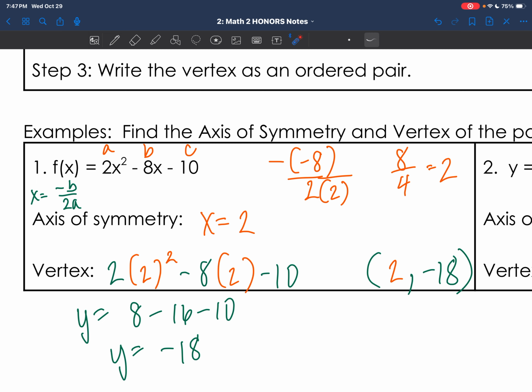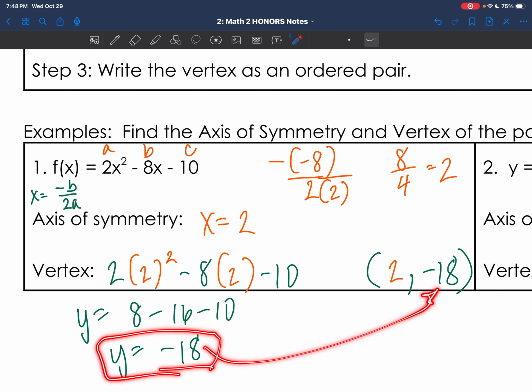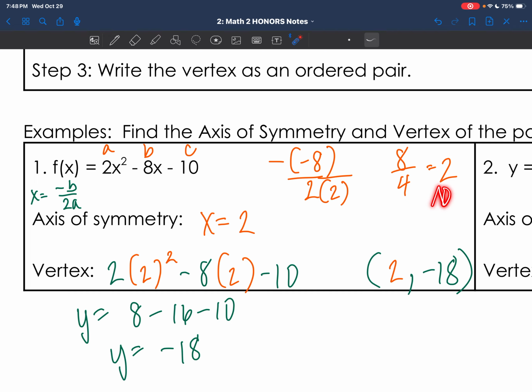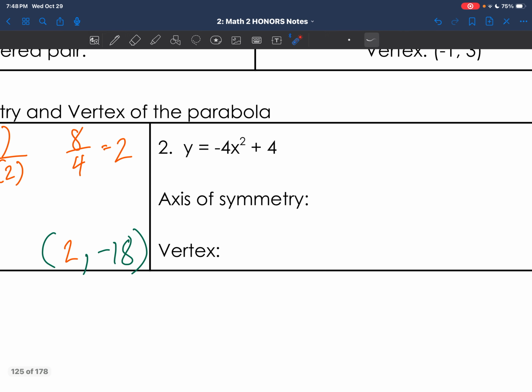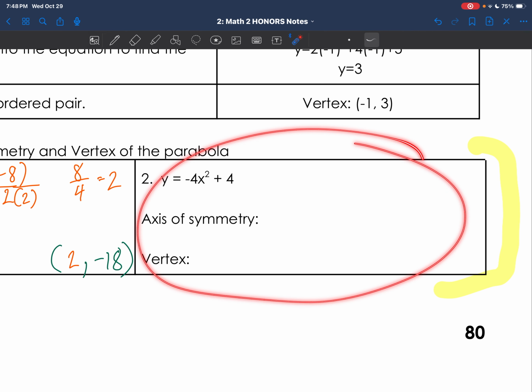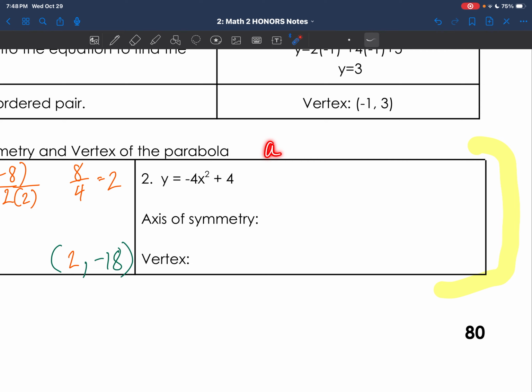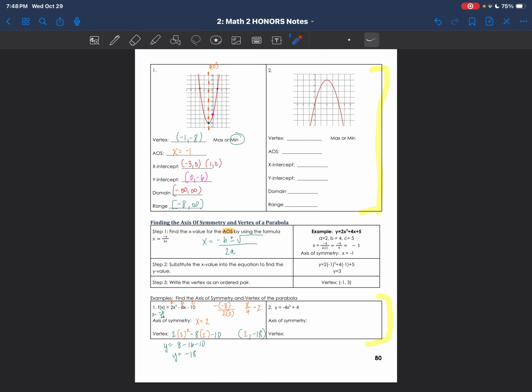And then now to find your y, what we do is we take our original equation and we substitute in 2 wherever you see x. And when I went through and simplified all that, I ended up getting y is -18, which goes there. So axis of symmetry is your x, and then plug that in to find your y. All right, now there is a little trick to this one, but I'm pretty sure you can fill it out. But make sure you identify your a, b, and c, find your axis of symmetry, and then find your vertex.